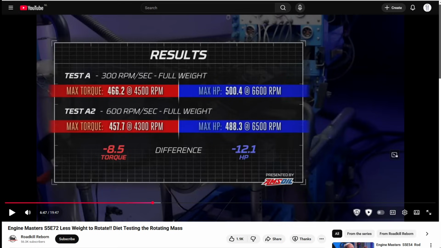So here are the results for the heavy engine, and you can see that when the dyno goes faster, we ask the engine to rev faster. The penalty for the increased weight is 8.5 foot-pounds of torque and 12 horsepower.